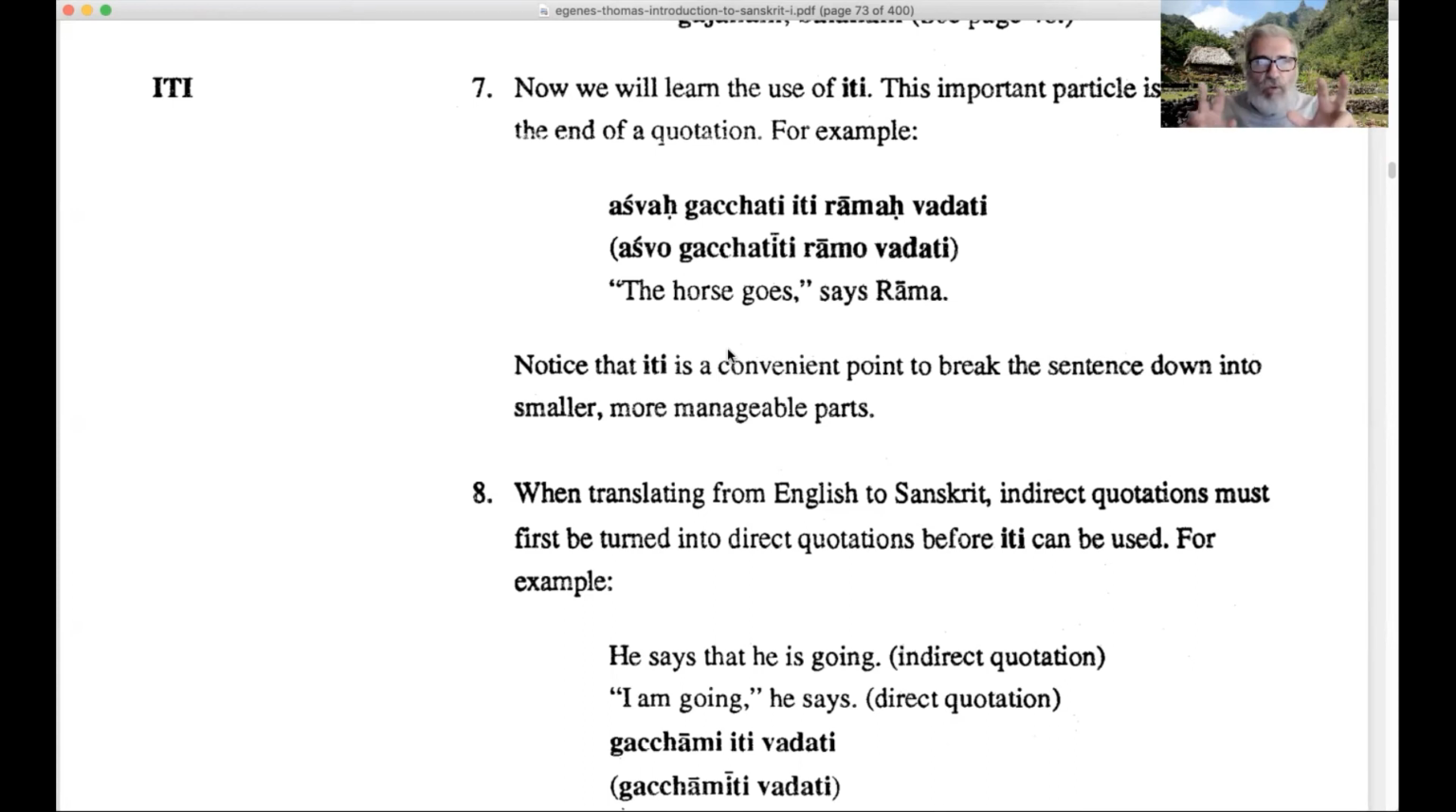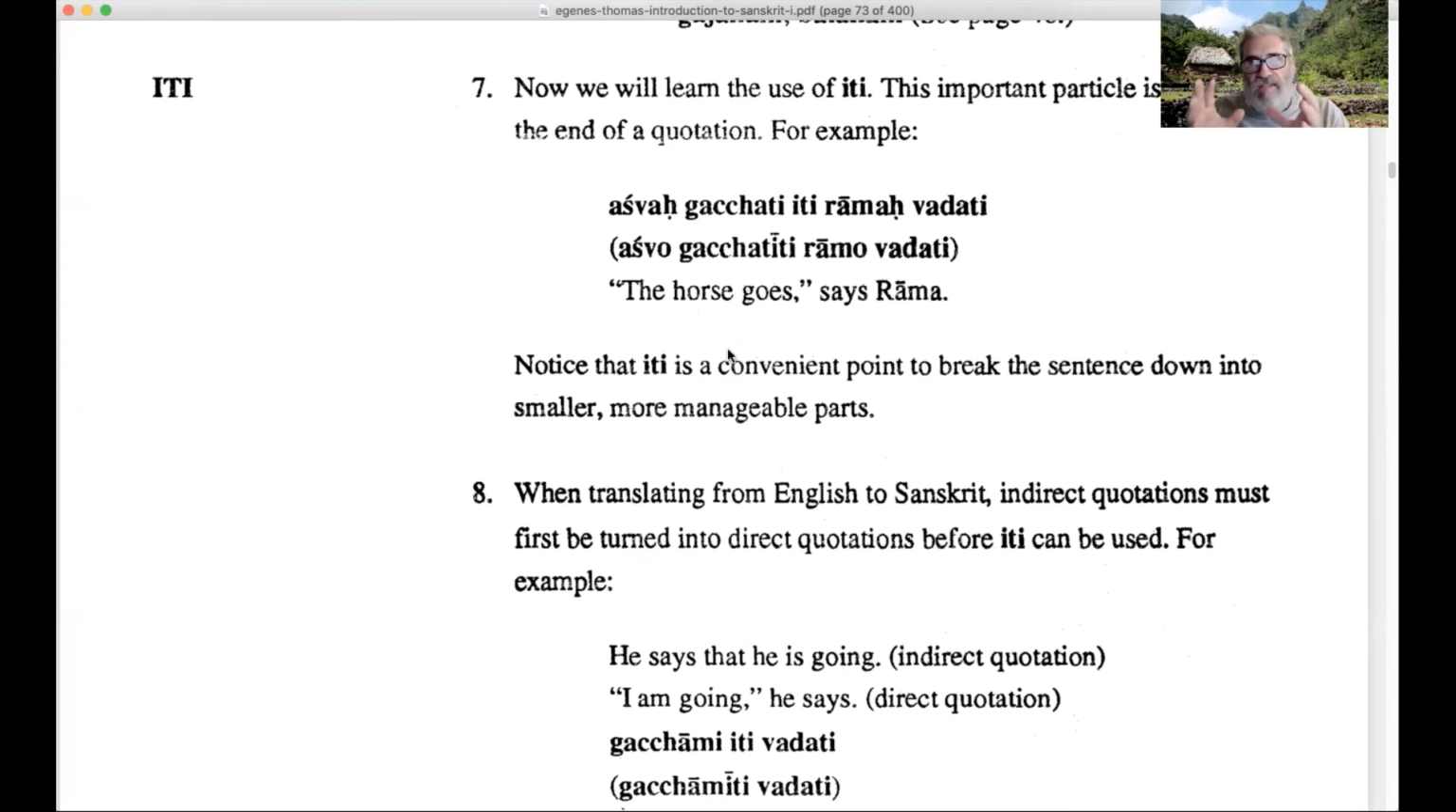Then I don't need to put quote marks, right? That's called indirect speech. So if I see an exercise coming up that says, Rama says that the horse goes, and I want to change that into Sanskrit, I first have to change the English indirect speech into direct speech. So it's a good idea to get into practice. This will be part of parsing.